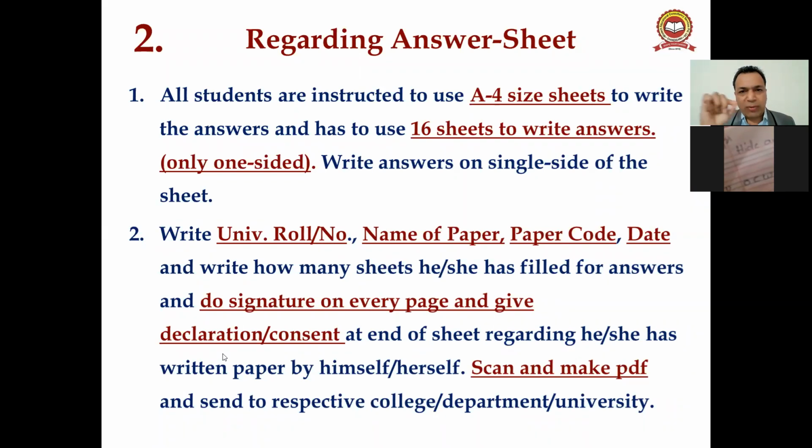So once you finish all the 16 pages, you have to stop writing at 4:30. From 4:30 to 5:30, one hour will be given by the university. In that one hour, you have to scan the paper, all the 16 pages, make the PDF file, and send it to the respective email ID of the particular college, department, or university where you have taken the admission. Right, guys?